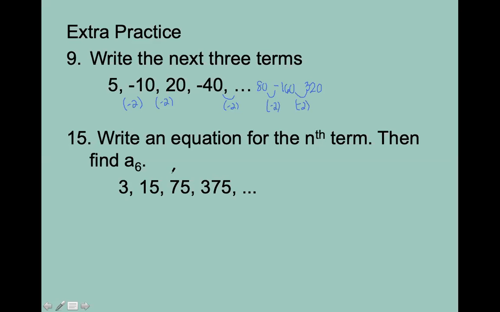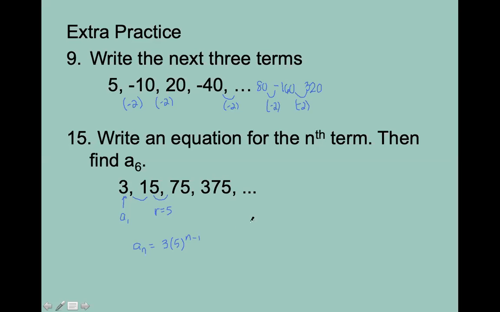All right, number 15, write an equation for the nth term and then find the sixth term. So let's see, we've got our first term. This is our A1. We need to know our common ratio. So let's see, what are we multiplying by every time? 3 times 5 is 15. Looks like we're multiplying by 5. 15 times 5 is 75. Okay, so our R is 5. So our nth term formula would be A sub n is equal to A sub 1, which is 3, times R, which is 5, to the n minus 1. All right, that's our geometric term formula.